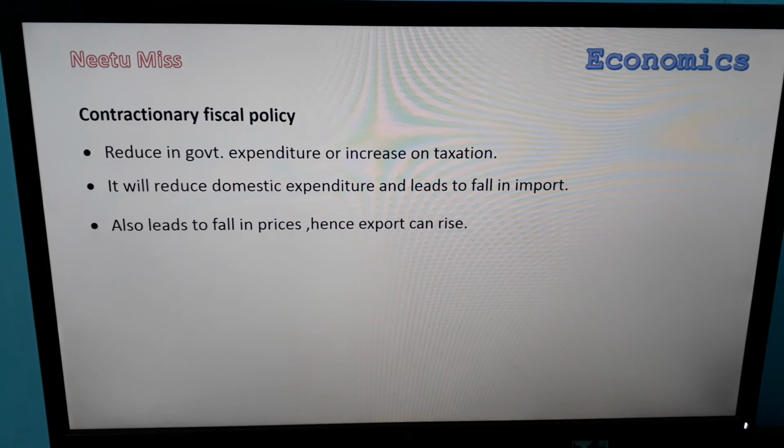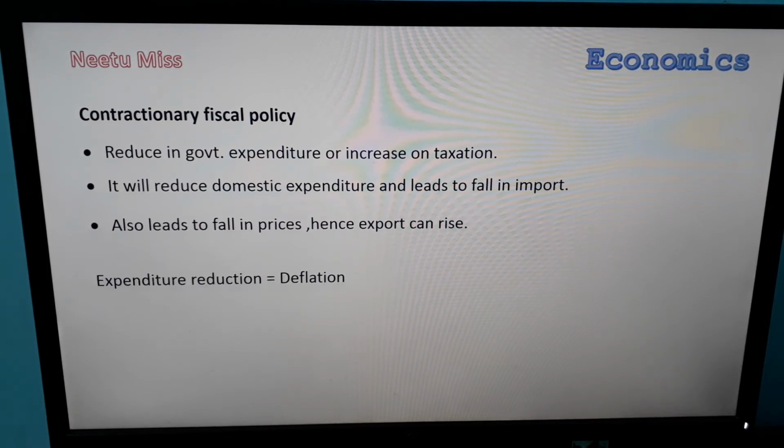Next is contractionary fiscal policy. In contractionary fiscal policy, government can either reduce expenditure or increase taxation. So in both the processes, it will reduce domestic expenditure and which causes a fall in import. So as import falls, there will be a fall in price and automatically export will rise.